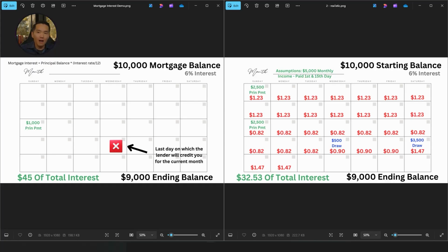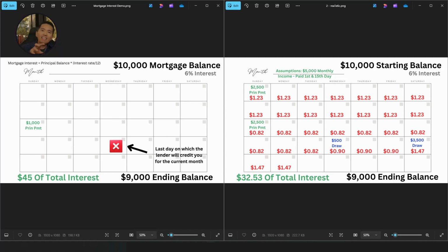On the left side of the screen is the mortgage, okay? Pretty traditional, vanilla interest calculation, $45. So that represents approximately 26% savings with the HELOC in terms of the interest cost. And I know it doesn't seem like a lot, right? It's not a big amount that you're saving for this particular month.